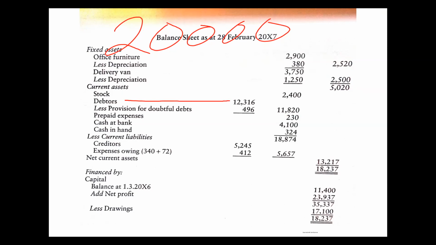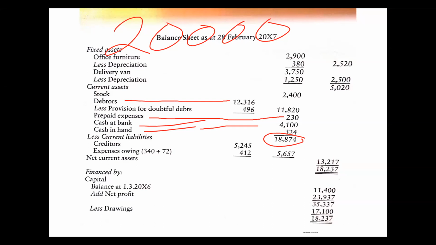And then the prepaid expenses. The prepaid expenses are an asset. A prepaid expense is an asset. The prepayment is always an asset. Cash at bank and cash in hand, all those are current assets. Current assets consolidated, they have given you that figure.